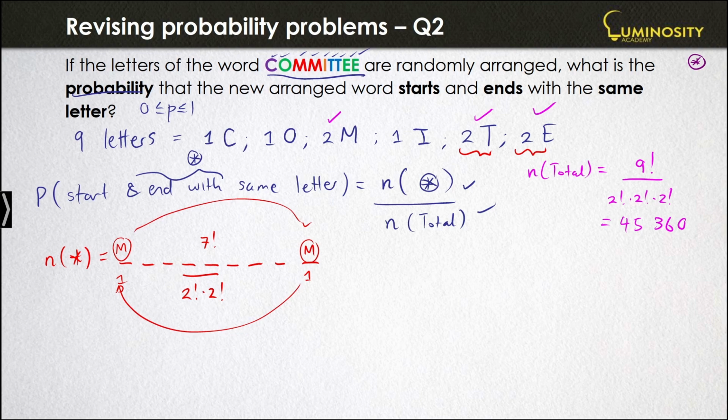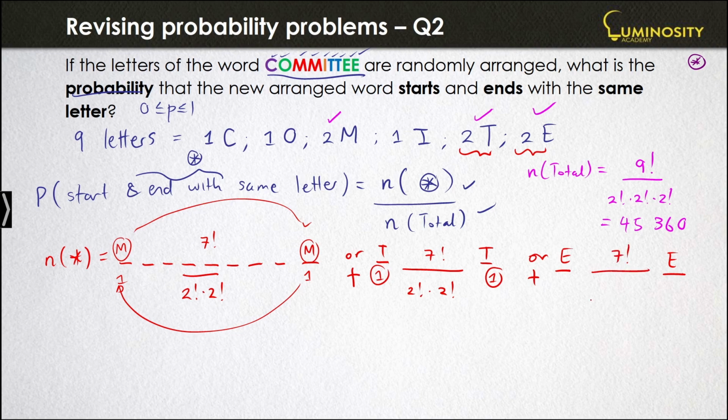We are fixing that those 2 repeated letters must be at the start and the end. We're not counting them twice, because if I moved this M there and this M there, that doesn't give me a second unique way. So that's why we're not dividing that out. It's only considered once. Or, which is plus in probability, we could have the 2 T's starting. You could have a T here, then 7 factorial ways here, and then another T here. Again, only one way of this happening.